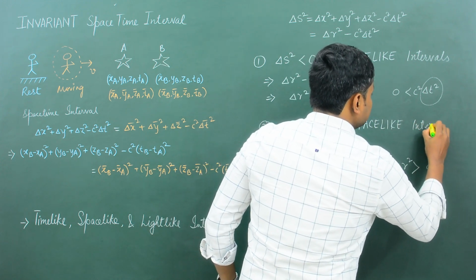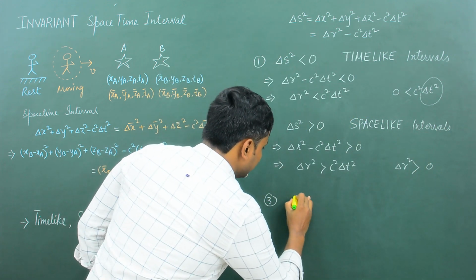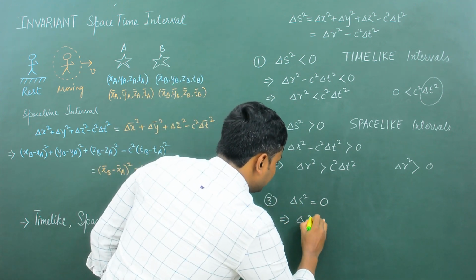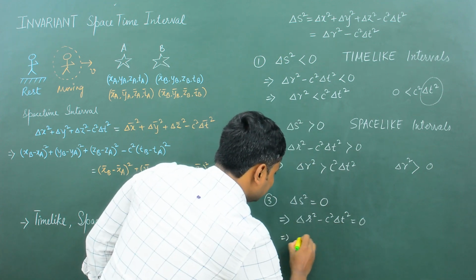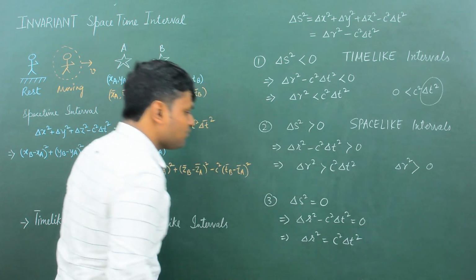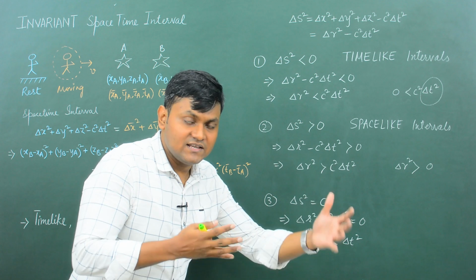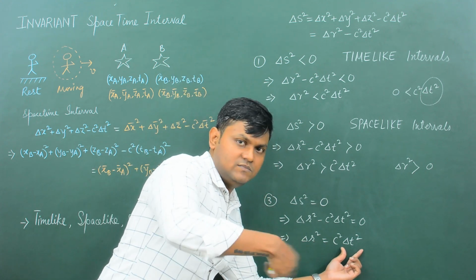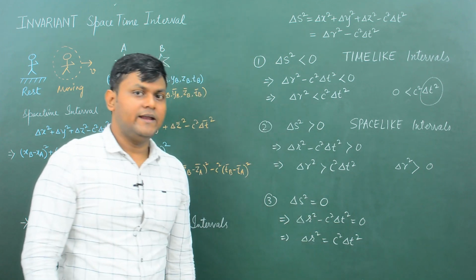or space-like intervals. And finally, we have the last condition where del S square is equal to 0. It simply means that if del R square minus C square del T square is equal to 0, then del R square is equal to C square del T square. That means the physical events are happening in such a manner that the spatial distance and the time differences are connected by the speed of light.